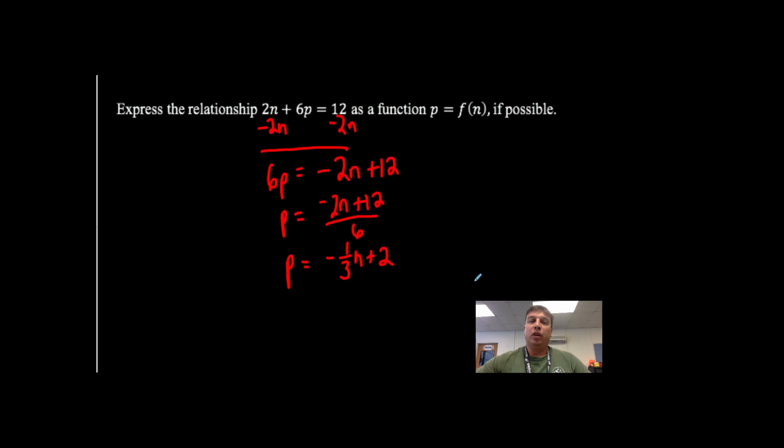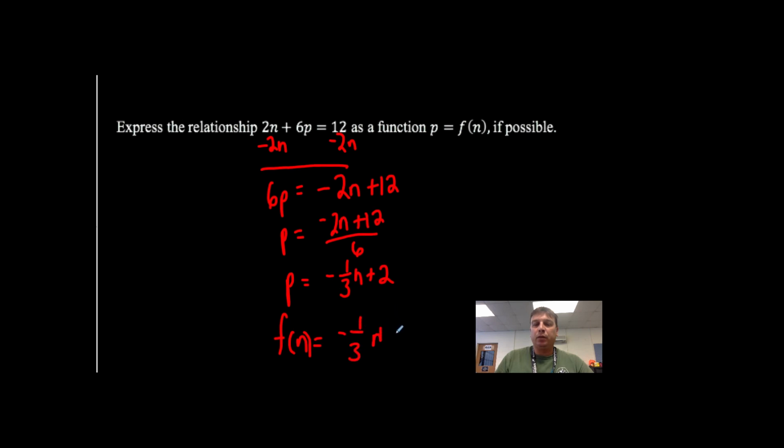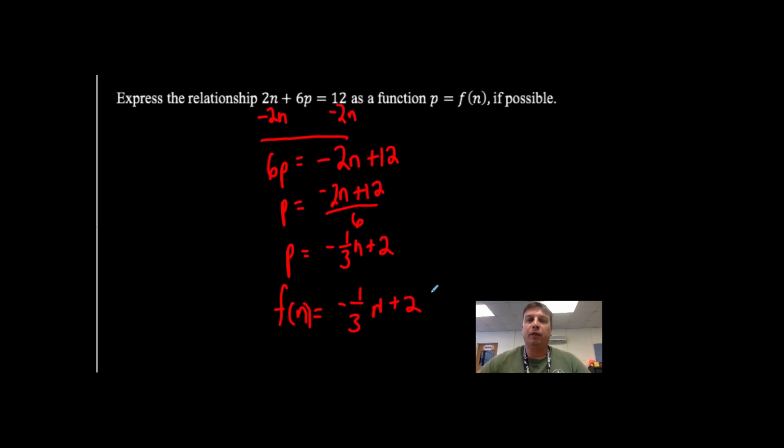So notice the wording here. It says to express this relationship that we started with as a function where p is equal to f of n. I'm not quite done yet because I haven't answered the question that they're asking for. So now f of n is equal to negative 1/3 n plus 2. Okay, so I've gone through and I've answered what it says, changed it into this. Was it possible? Yes, we were able to go through and do all the arithmetic to get me there. That's not a problem.